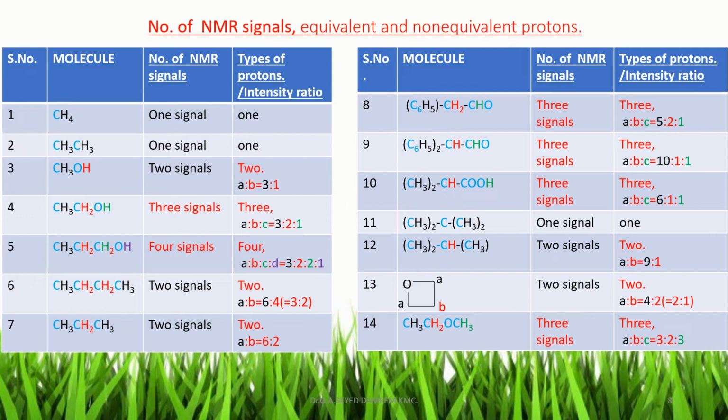Another one is aldehyde proton. So it gives 3 signals. The intensity ratio A is to B is to C is equal to 10 is to 1 is to 1. 10 is due to 2 phenyl groups, the protons of the 2 phenyl groups. And serial number 10, it contains 2 methyl groups.